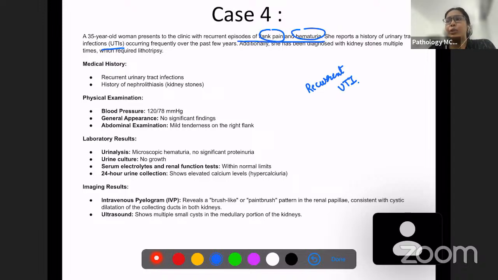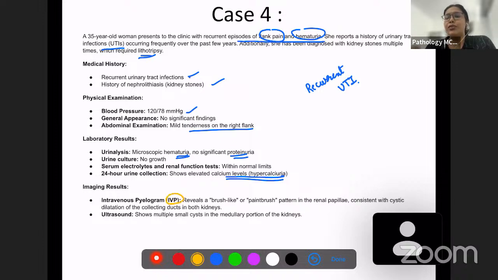Additionally, she has also been diagnosed with multiple kidney stones, and these multiple kidney stones require lithotripsy. So you have multiple kidney stone history and you have UTI history. Okay. Blood pressure here is normal. There is mild tenderness on the right flank. Urine analysis shows hematuria but no proteinuria. Okay. So, you can see elevated calcium levels also. This is one key feature here.